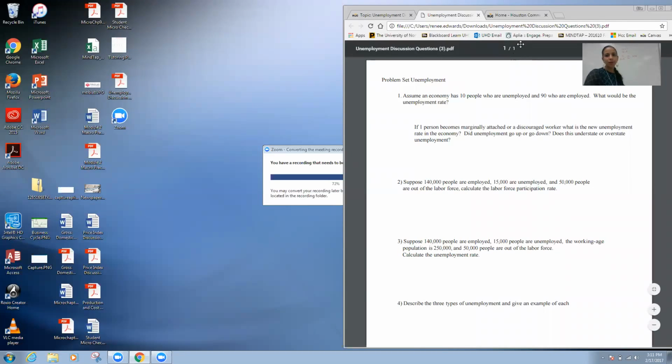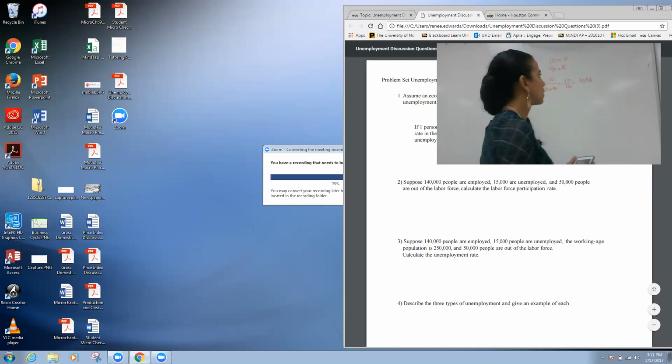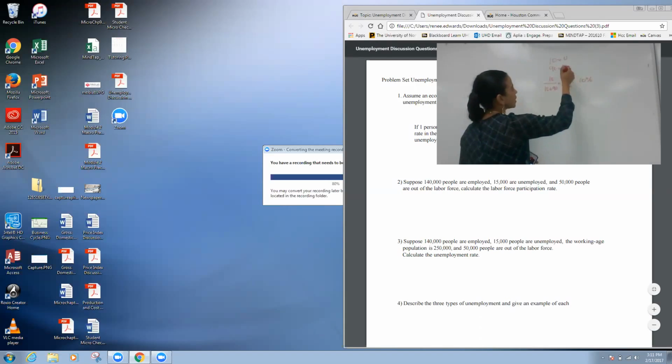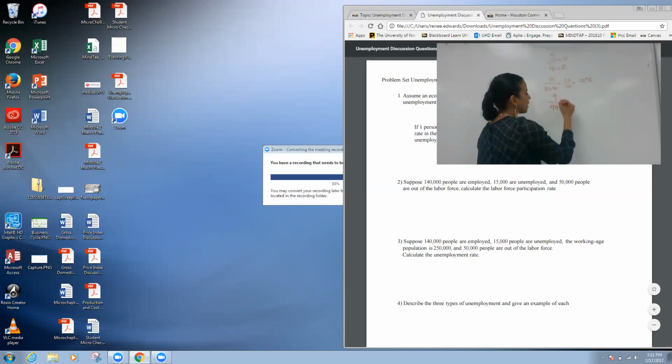What happens when you have one person who drops out of the labor force? If somebody drops out of the labor force, someone here drops out and that becomes a 9. Most people will change the numerator but forget to change the denominator. Make sure you change the denominator. So I end up with 9 over 99, not 100, and when I do that, I end up with 9.09%.